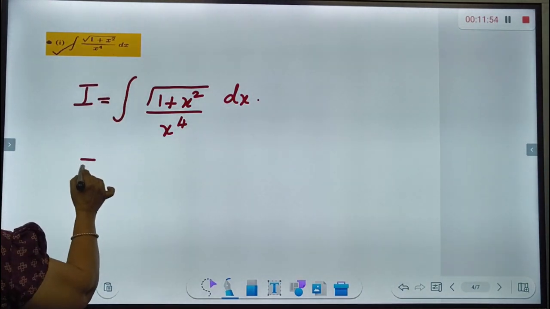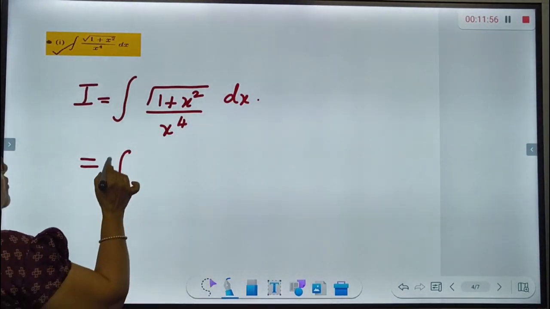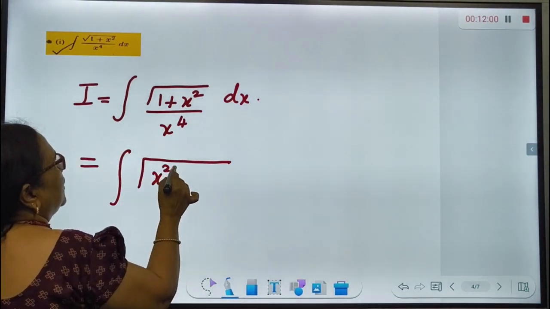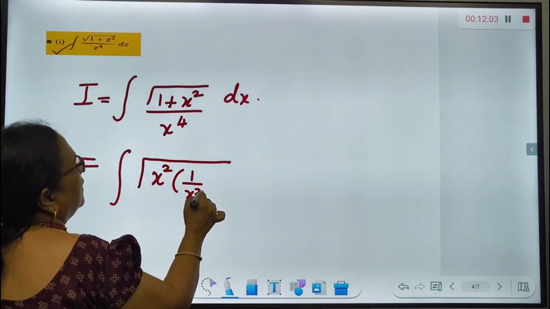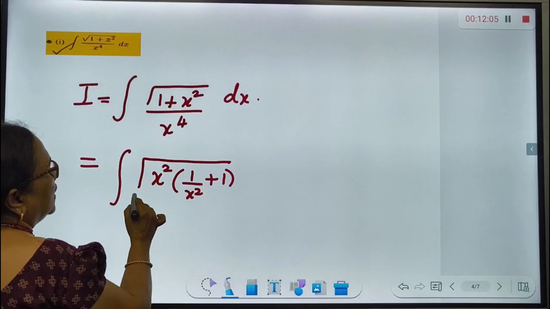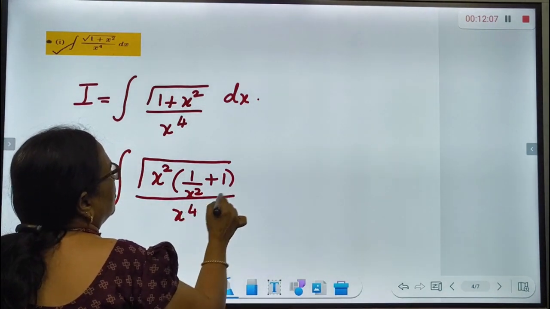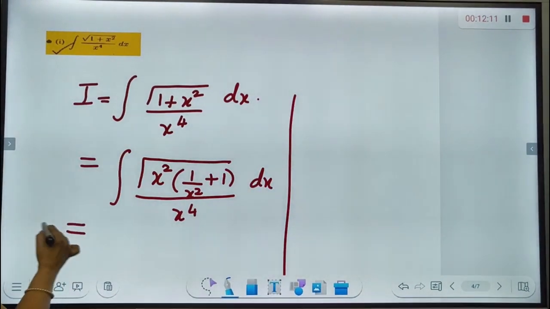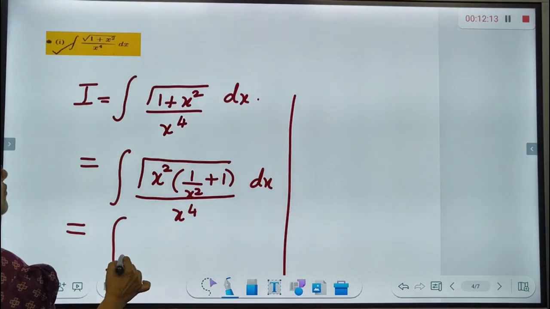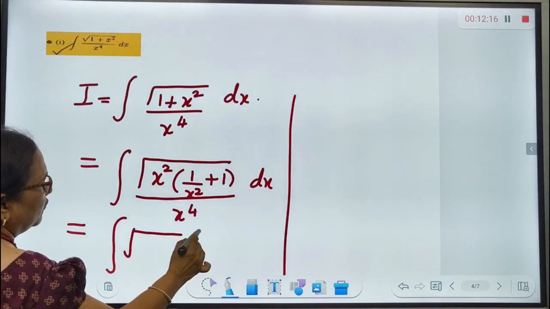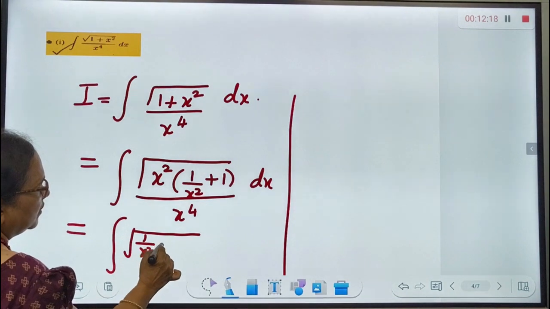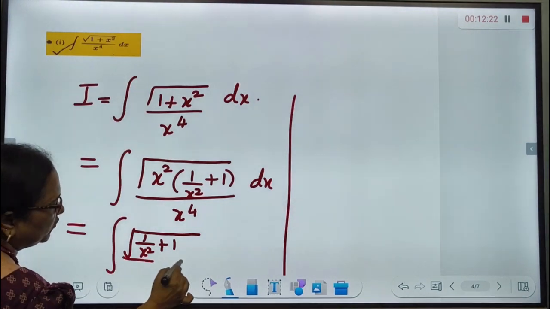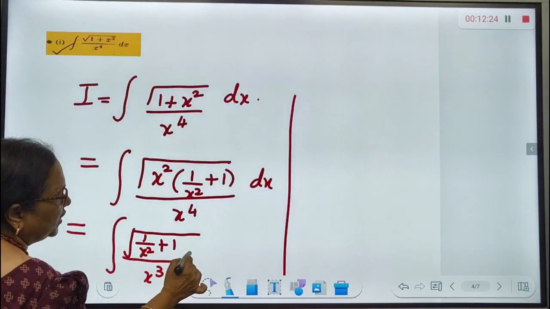Now, this can be rewritten as integral of, I can write the numerator as root of x square into 1 by x square plus 1, divided by x power 4 dx. Now, this is equal to integral of root of 1 by x square plus 1. Root of x square is x. X by x power 4 will give me x cube dx.